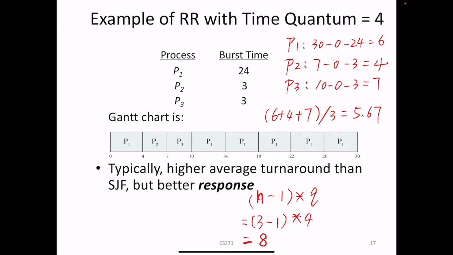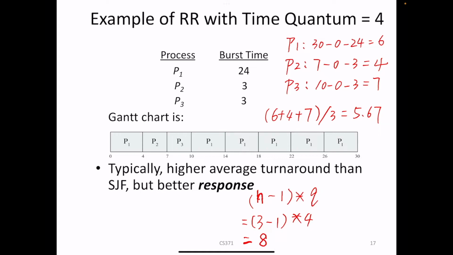Here you can see that we use the 3 minus 1 times 4, which equals 8. And then it can be put onto the CPU again. Also, each process can get 4 time units to be executed on the CPU without any interruption. So that is the advantage of a round-robin scheduling algorithm. It can provide very good responsiveness.